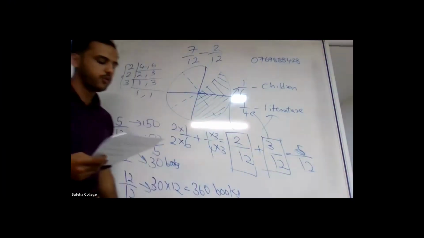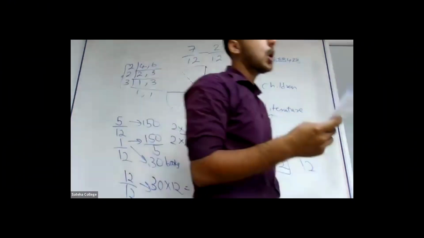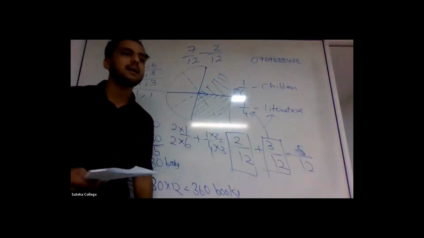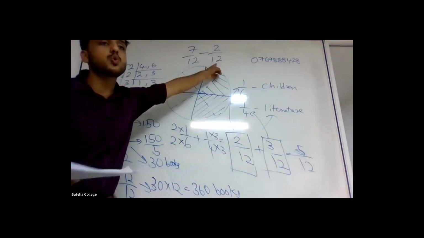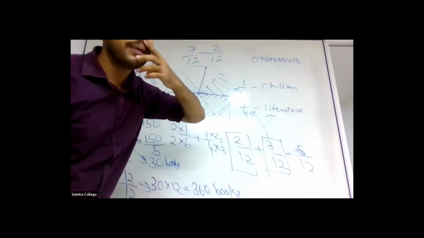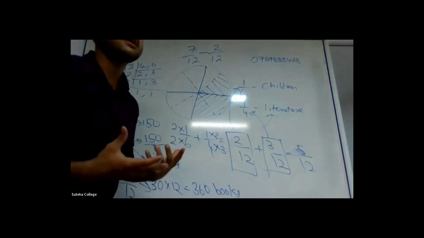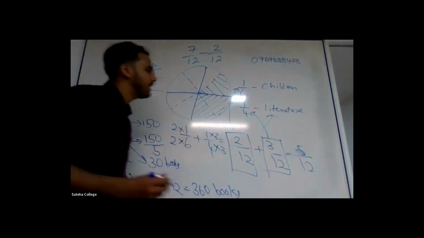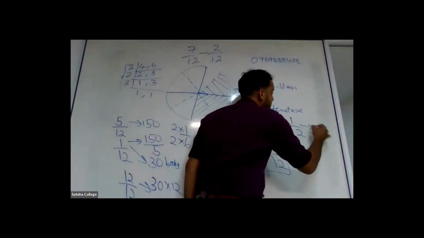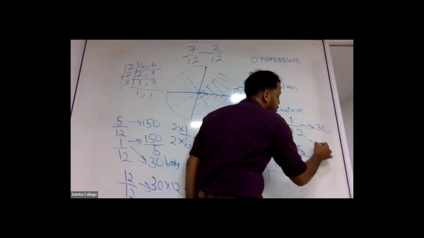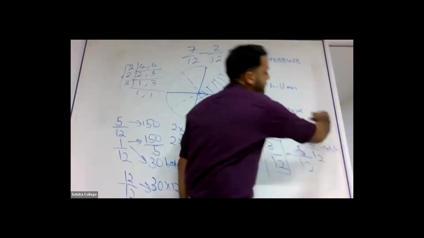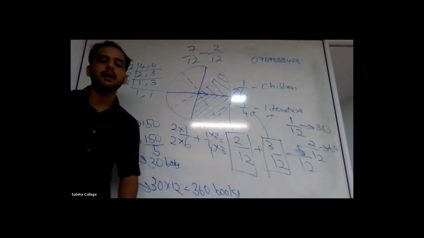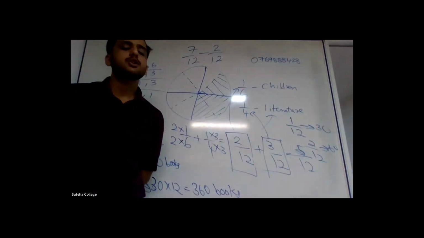This is the question. We don't know what they're asking for. Find what fraction of the total number of books that were originally in the library was given to the neighbor. What are they asking for? This 2 over 12. Originally, we have 360 books. From that, he gave 60 books to the neighbor. So then you will tell 1 over 12 is equal to 30 books. Right? So 2 over 12 is equal to 60 books. Therefore, the fraction that he gave to the neighbor is 2 over 12.